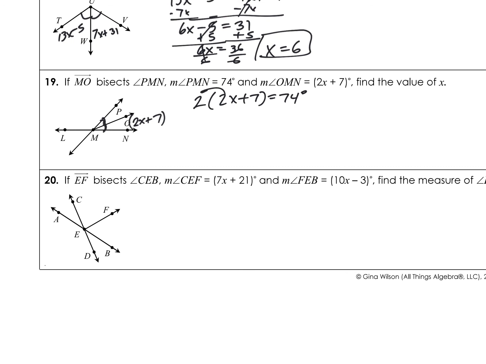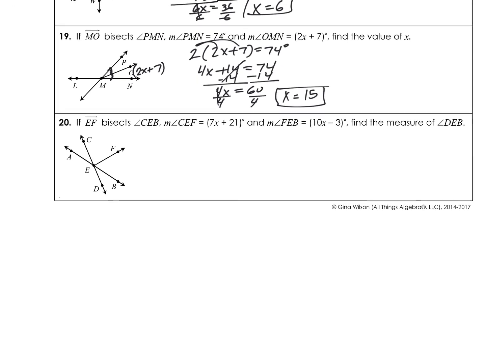And we need to distribute. That's 4x plus 14 equals 74. Subtract 14 from both sides. 4x equals 60. Divide by 4. X equals 15.